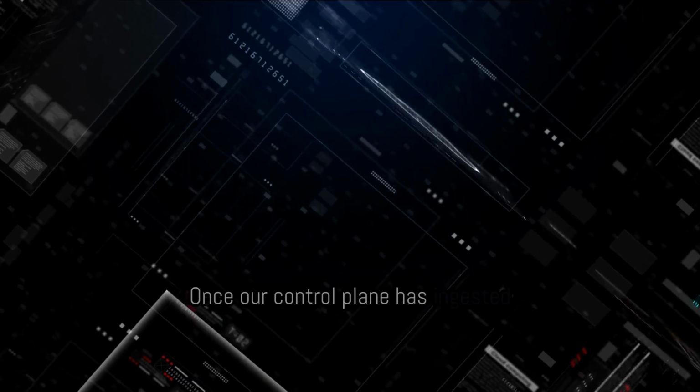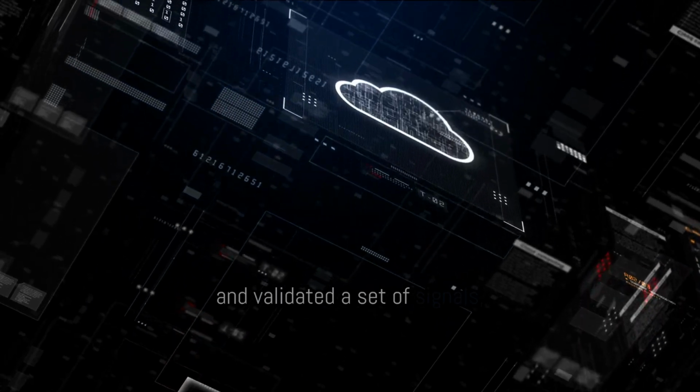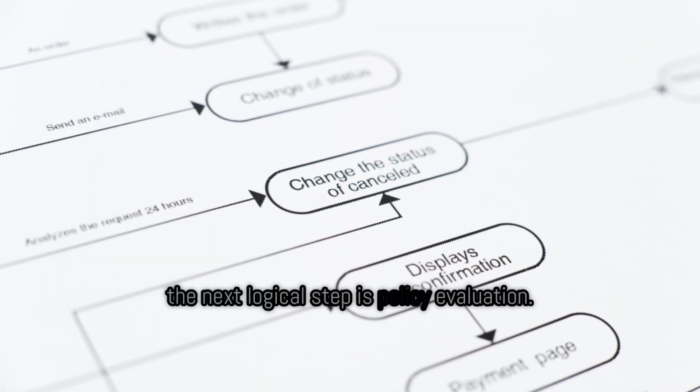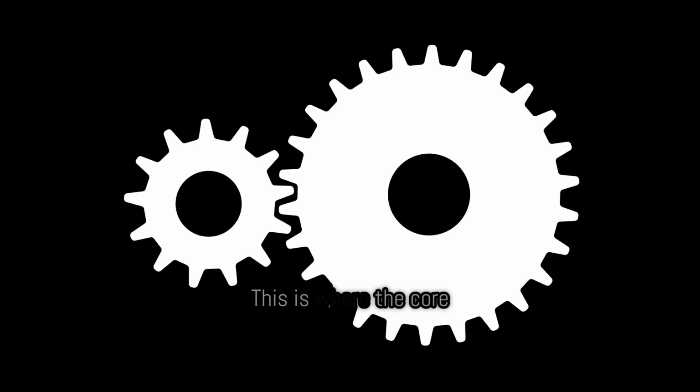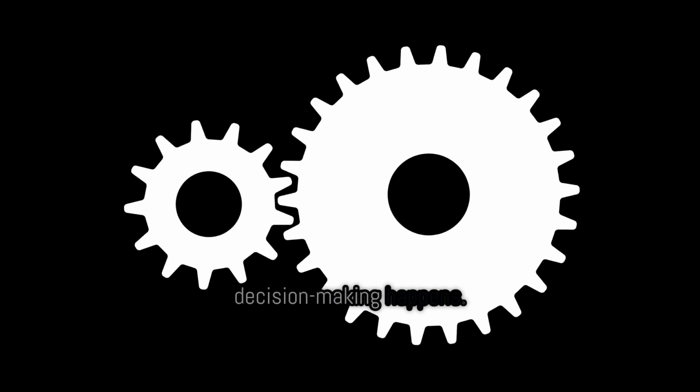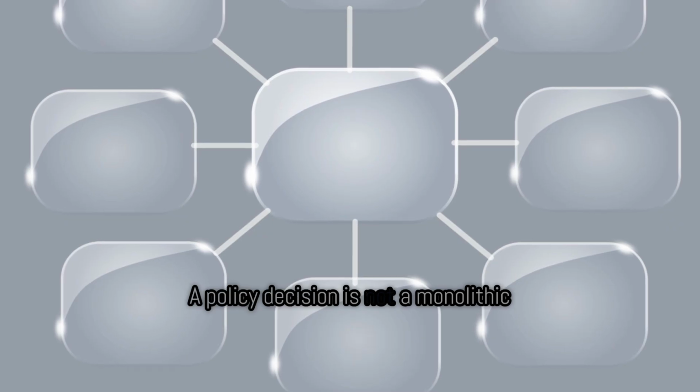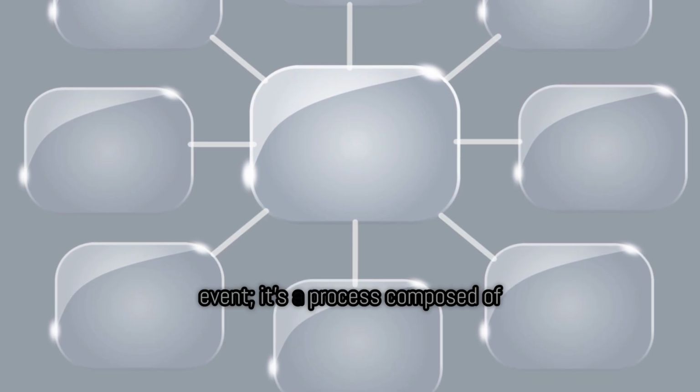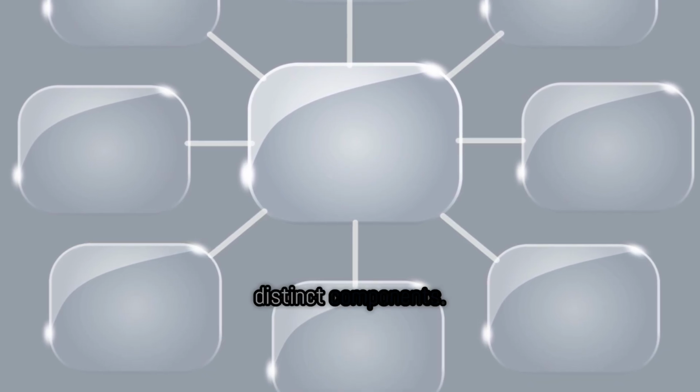Policy evaluation and risk calculation. Once our control plane has ingested and validated a set of signals, the next logical step is policy evaluation. This is where the core decision-making happens. A policy decision is not a monolithic event. It's a process composed of distinct components.